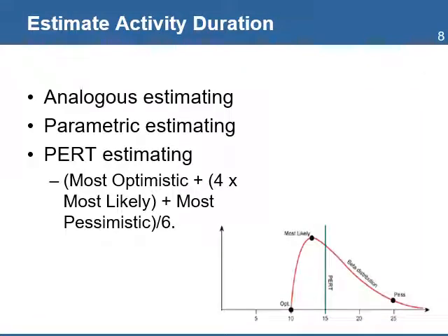There are 3 common types of techniques to estimate the duration of an activity. Analogous estimating is using the actual duration of a similar activity completed in a past project. Parametric estimating is estimating the duration of an activity based on a rate or industry standard for productivity. And PERT estimating, or the program evaluation and review technique, uses a calculation to obtain a weighted average estimation using optimistic, most likely, and pessimistic estimates from various sources. Note that the estimates are based on the number of people assigned to complete an activity.